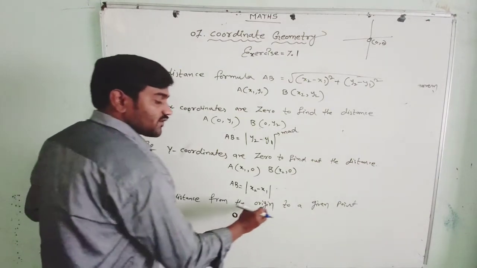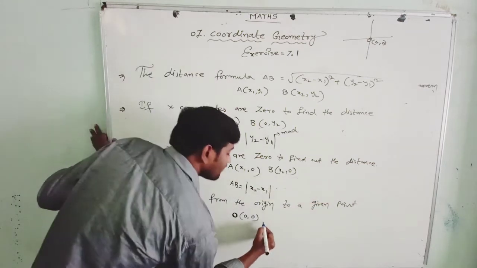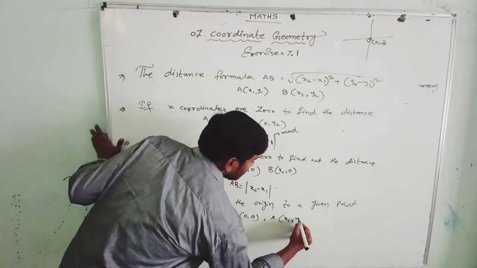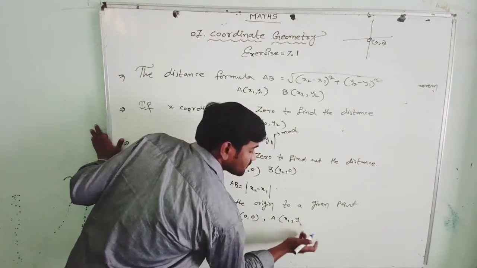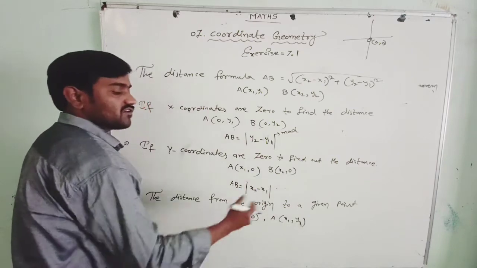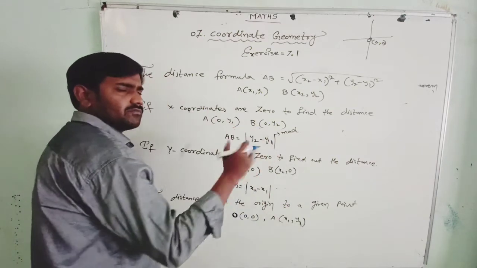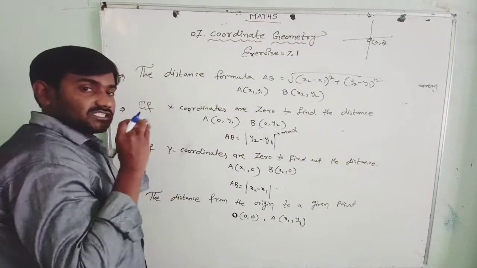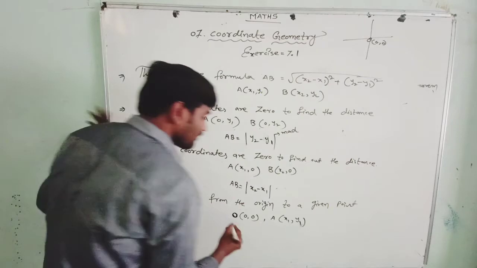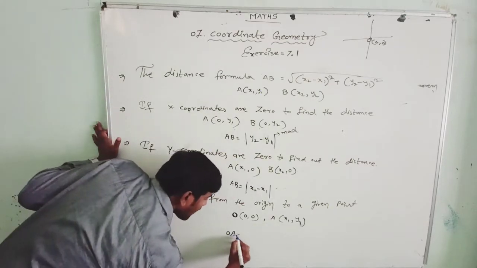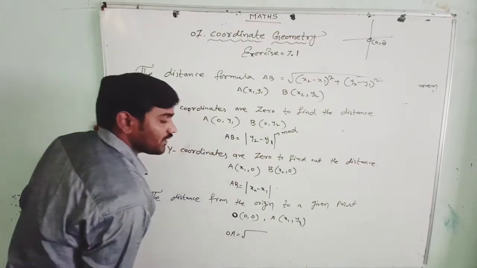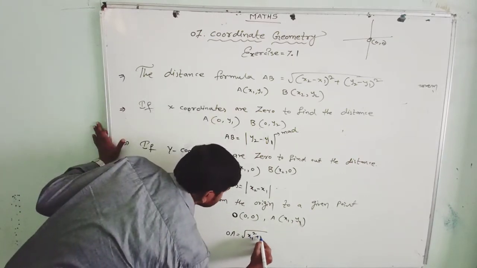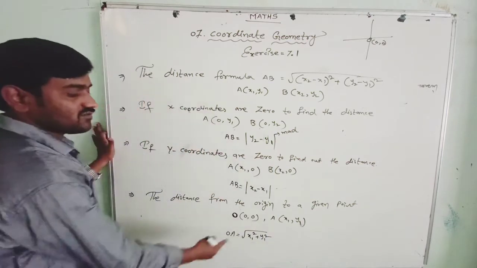Then, for the distance from the origin to a given point, suppose one point A (x1, y1) is given, where the x1 value is some number and y1 is some other number. To find the distance from the origin to the point, the formula is OA equals the square root of x1 square plus y1 square.